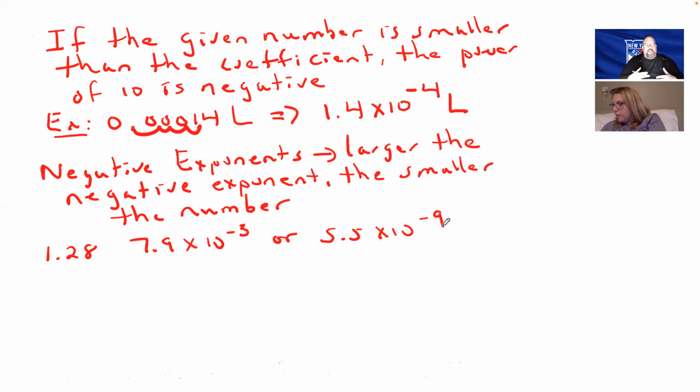which one is the larger number? Which one is the smaller number? Something to the minus ninth power is much, much smaller than something to the minus third power. So the 7.9 times 10 to the minus third would be the larger number, and the 5.5 times 10 to the minus ninth would be the smaller number.